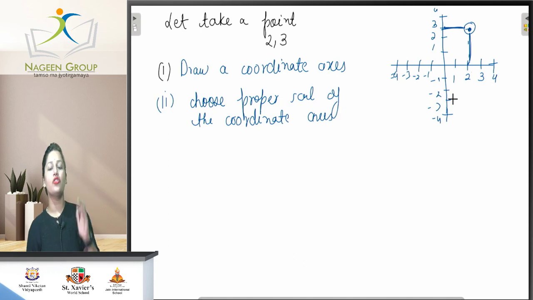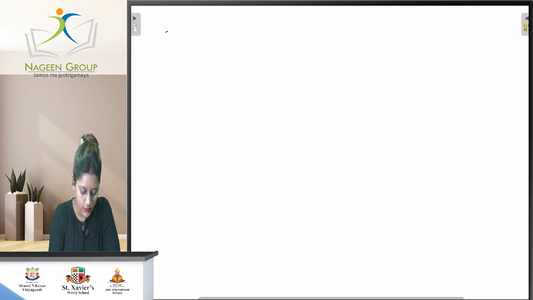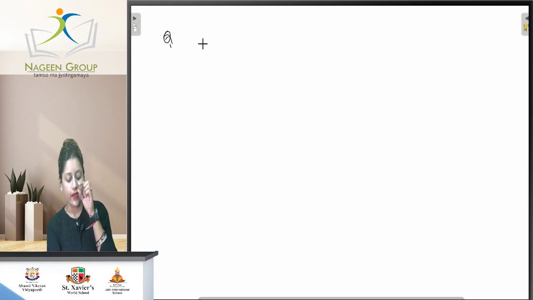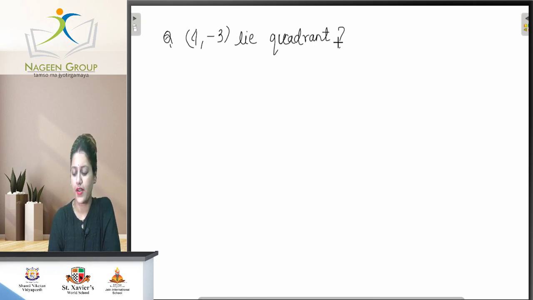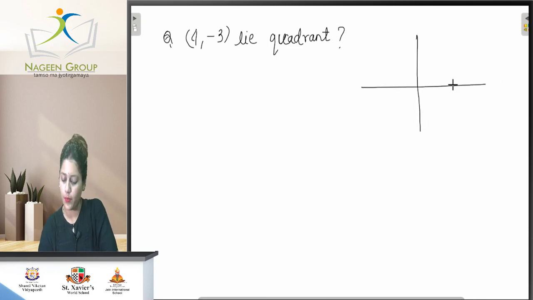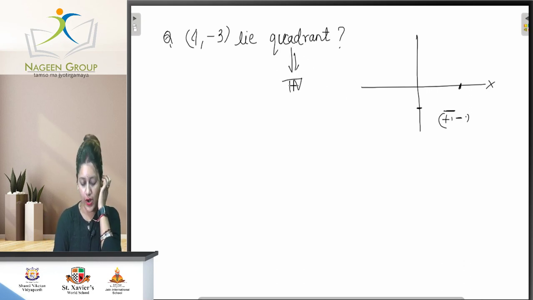Now there are some questions which you have to practice before doing a proper chapter. That is question number 1. Find the quadrant in which 4 comma minus 3 lies. It means, in which quadrant does the point 4 comma minus 3 lie? So first of all, you have to make a number line. Then the point here is x positive, while the y is negative. Then the point lies on this quadrant, where x is positive while y is negative. Then the quadrant is the fourth quadrant.